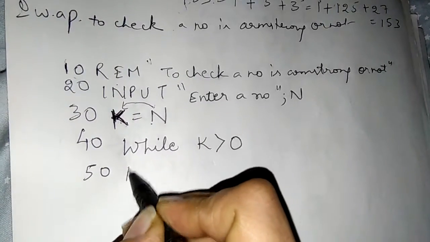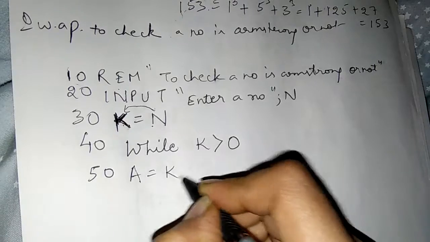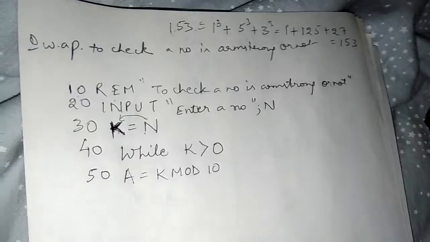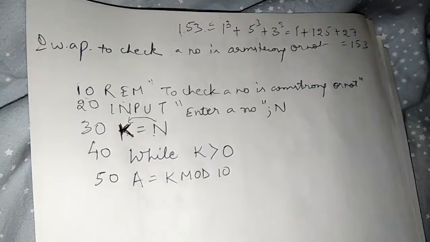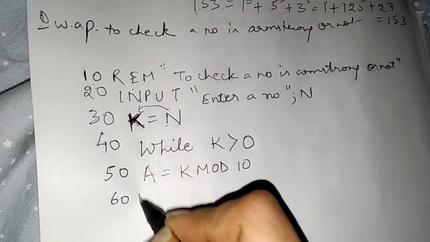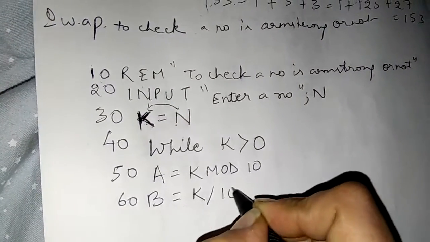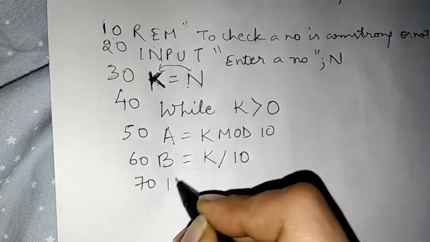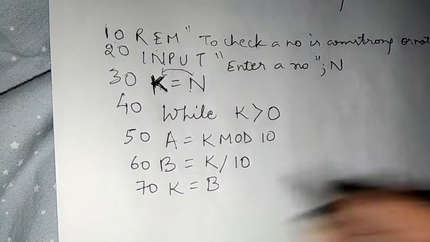First of all, I am using a modulus operator, which will find the remainder after dividing the value of k by 10. Another step is reducing the number: we reduce it by dividing it by 10 and changing the value of k. These are the three main steps that we have to do.